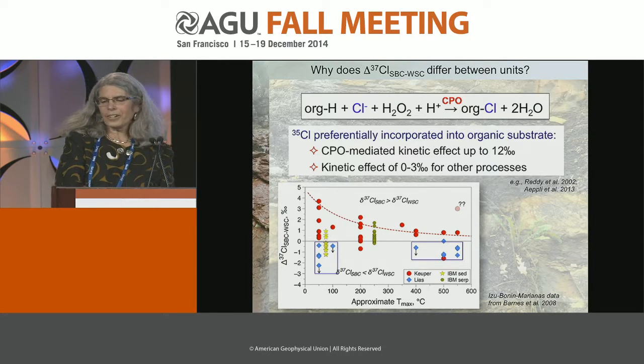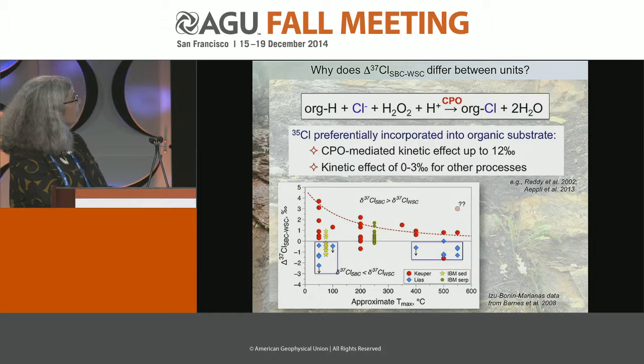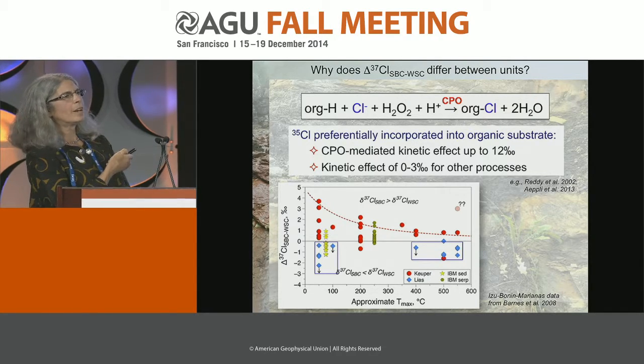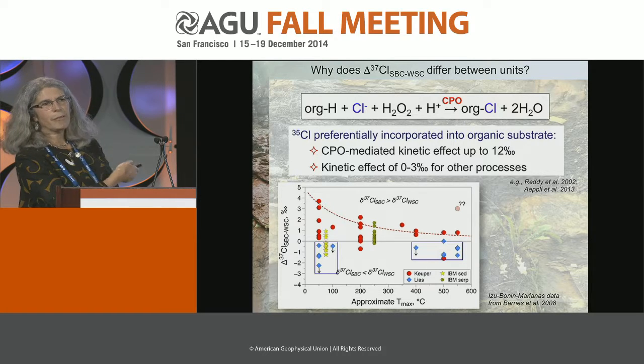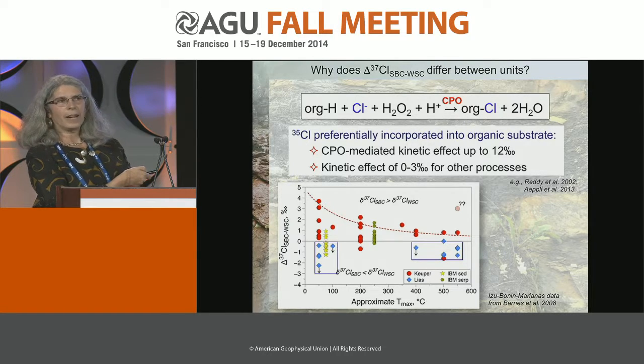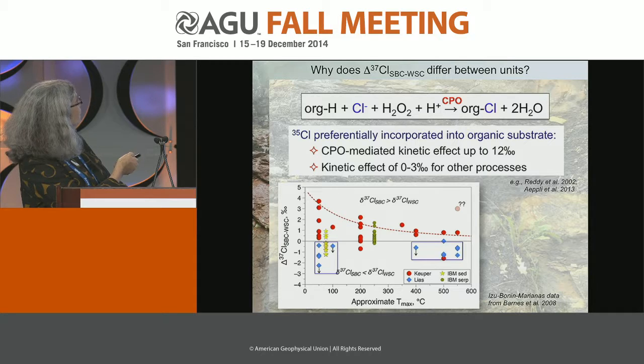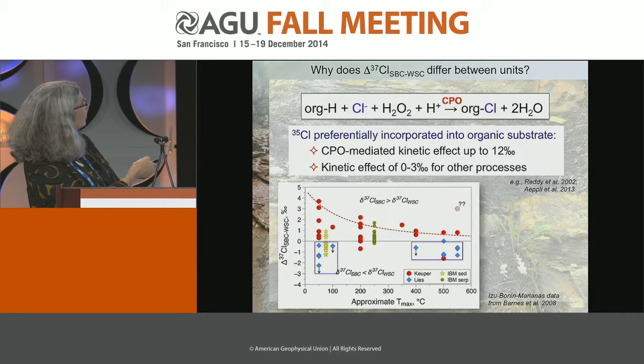Well, here, if we turn to some of the biochemistry literature and some of the environmental literature, it turns out that there are a number of biosynthetic pathways for making organochlorine compounds that result in very large kinetic fractionation effects. So here's just one example. This is chloroperoxidase mediated chlorination. So here we have an organic compound that's got hydrogen bonded to it, and the reaction goes here and puts chlorine into the organic matter and releases water.